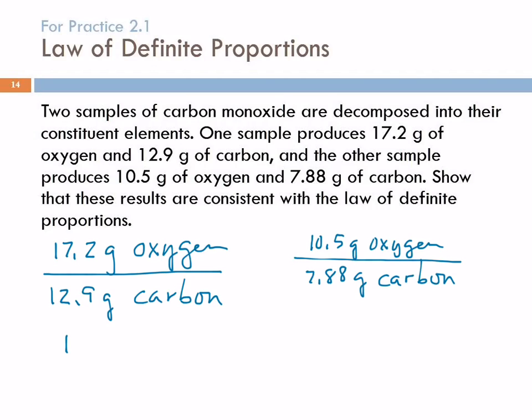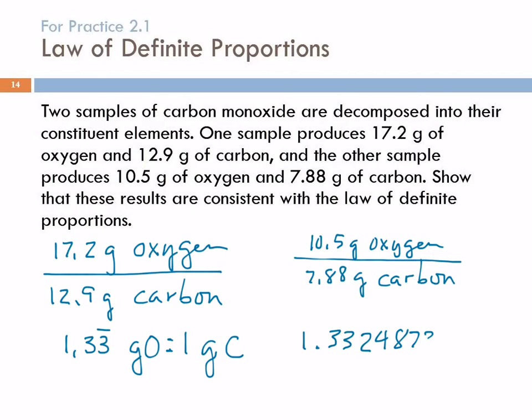So that gives me 1.33 repeating. And so that's grams of oxygen to 1 gram of carbon. That would be the ratio, 1.33 to 1. Then let's do the other one, 10.5 divided by 7.88. And this one gives me 1.33 and a bunch of other numbers, 248,731. That would be grams of oxygen to 1 gram of carbon.